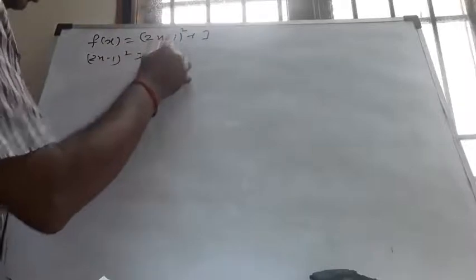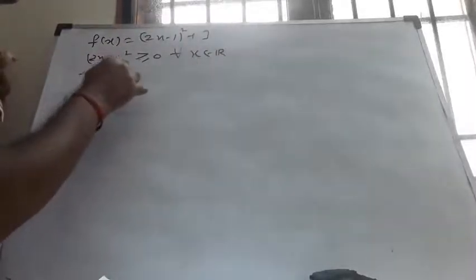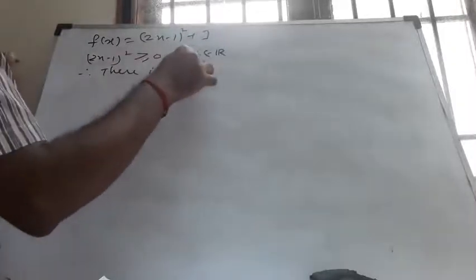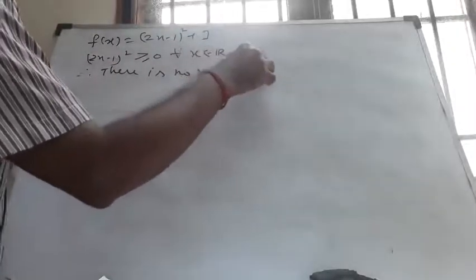I am not going to use any derivative here. It's a simple logical question. (2x minus 1) whole square is greater than or equal to 0 for every x element of R. Therefore, there is no maximum value.